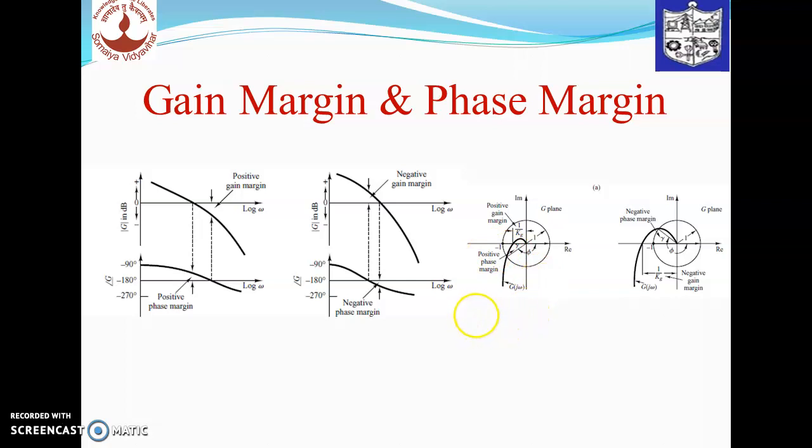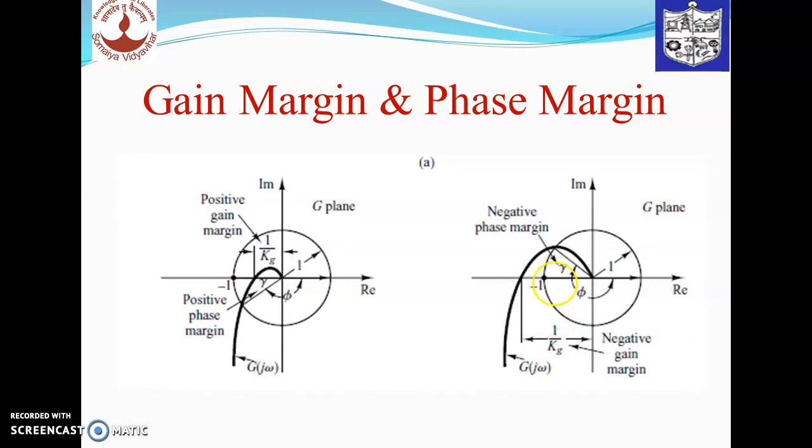So the point at which the polar plot crosses minus 180, that is the phase crossover frequency, omega pc, and this is my 1 by kg, which is my gain margin, and 180 plus 5.